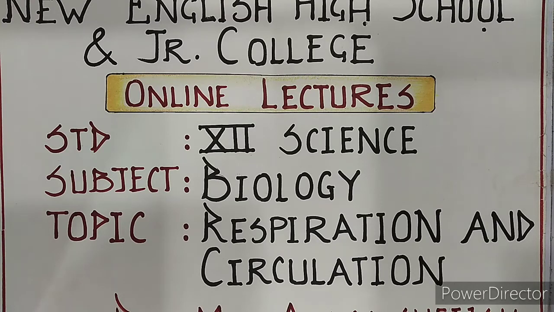We were on the last part of chapter 8, that is respiration and circulation. Today, children will study the internal structure of the heart. We have covered the theory for the internal structure of the heart in the previous lecture. Today, with the help of the diagram, we will try to justify the theory.